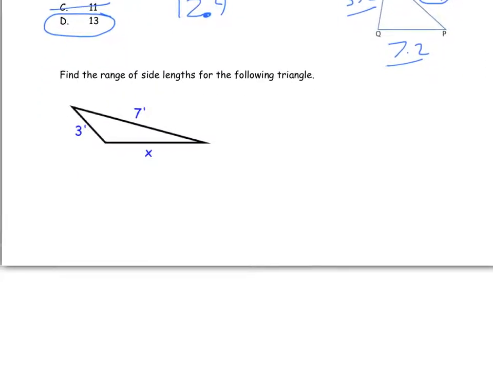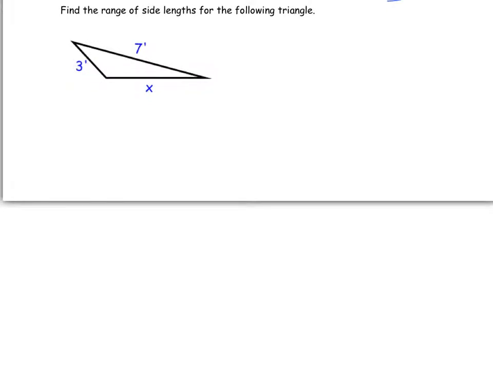Okay, looking at the next problem. This is where it gets a little tricky, because now I have a missing side. Remember, the two sides have to be greater than the third side. So we're going to add these up. We're going to say 3 plus 7 has to be bigger than x. Therefore, 10 is greater than x.